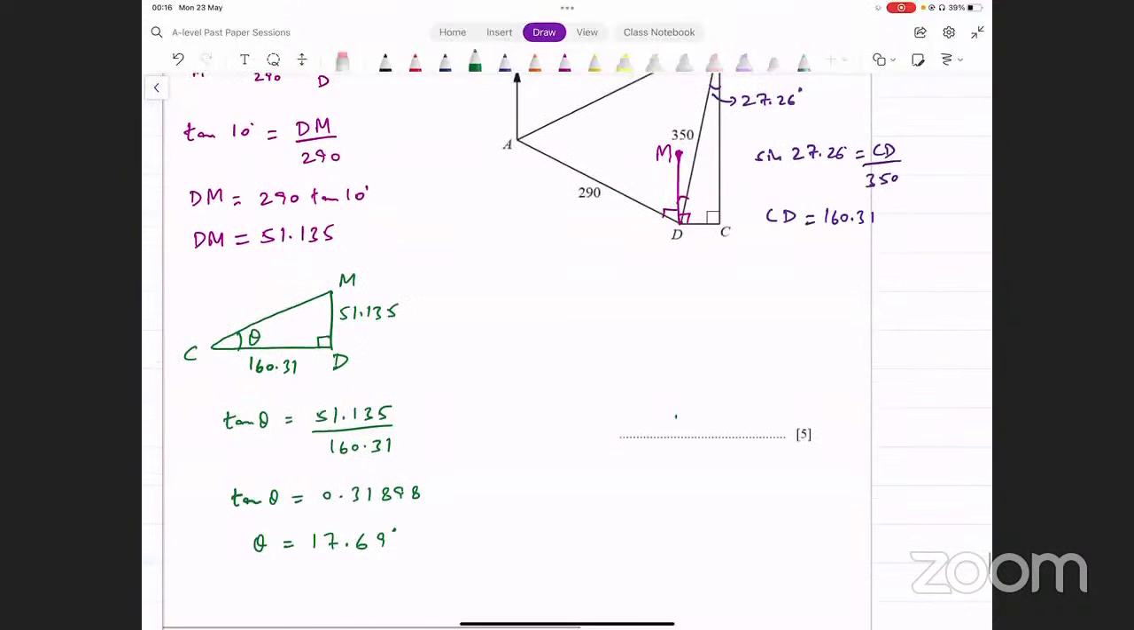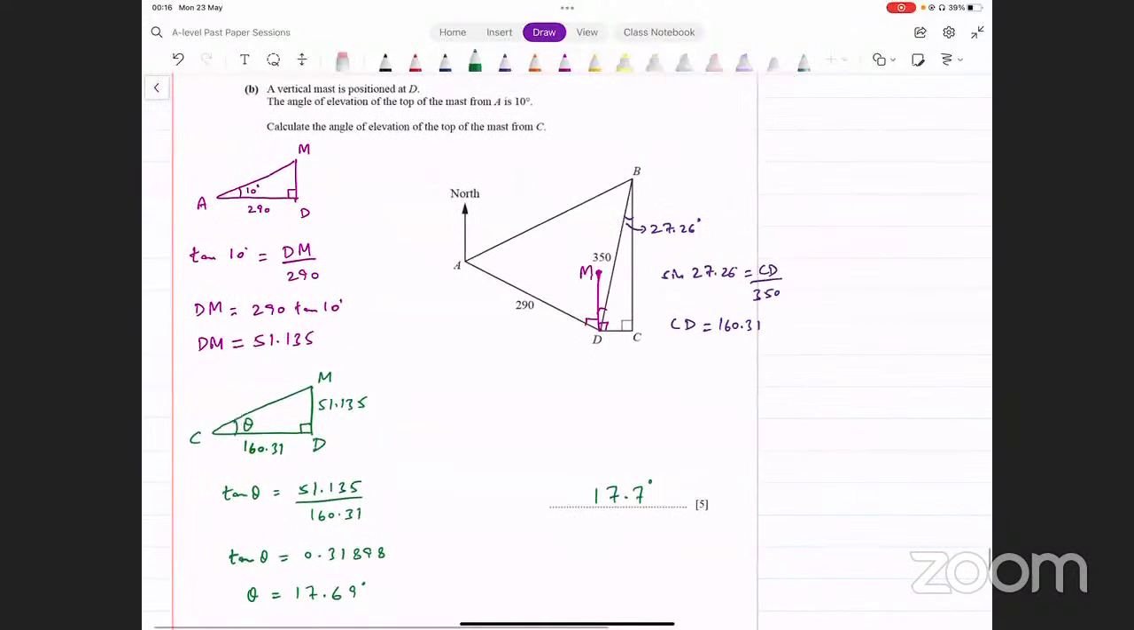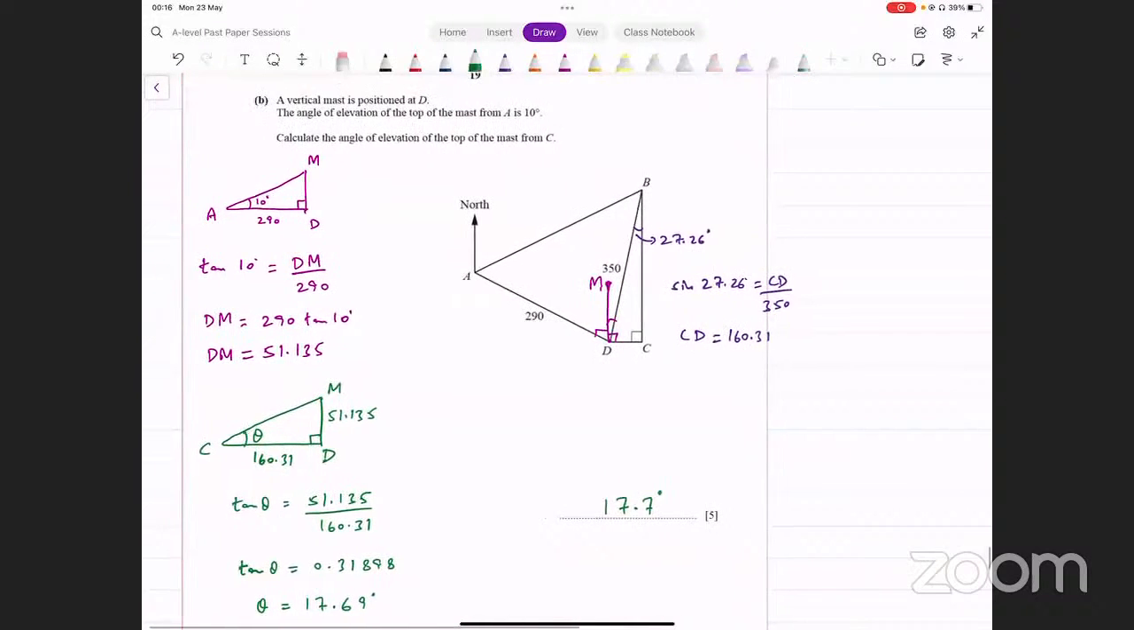You can write it as 17.7 degrees, rounding off, or you can just leave it as 17.69. That will also be okay, and that's your final result there. This is what you had to do in the last part. So you had to use three different right angle triangles like that. I hope that was helpful. I think there's no other question after this.